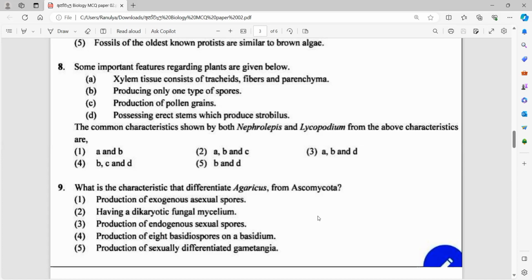Then sexual reproduction in Ascomycota occurs by fusion of sexually differentiated gametangia to form an ascus. In Basidiomycota, sexual reproduction occurs and it is exogenous, producing fruiting bodies called basidiocarps. Then production of 8 basidiospores on basidium, in Agaricus, right? In Ascomycota, they produce ascospores on ascus. Production of sexually differentiated gametangia. So the answer should be the second answer. For the ninth question, the answer should be the second answer.